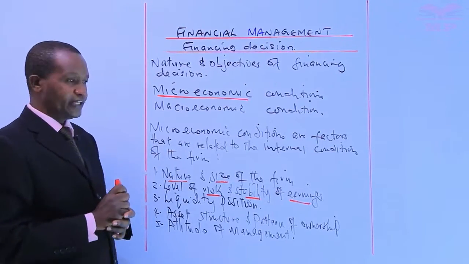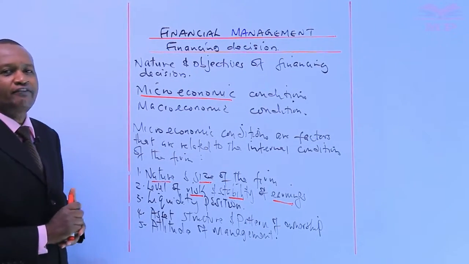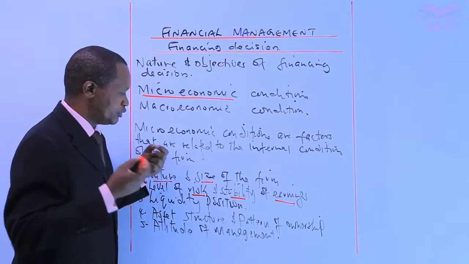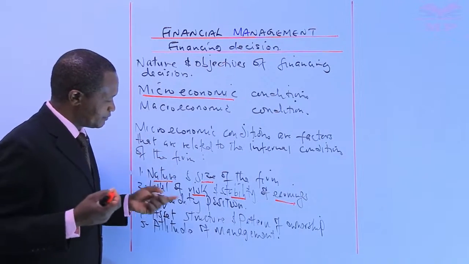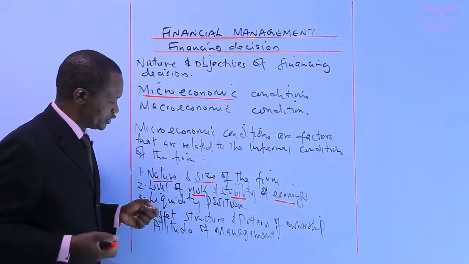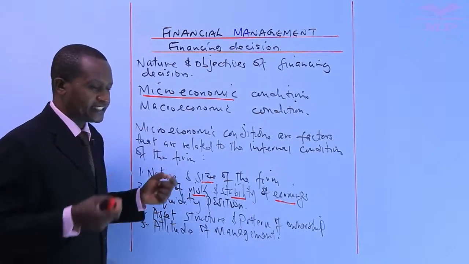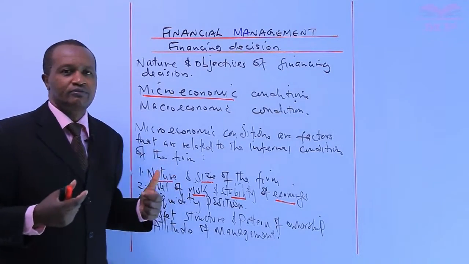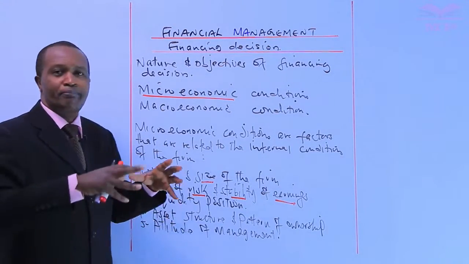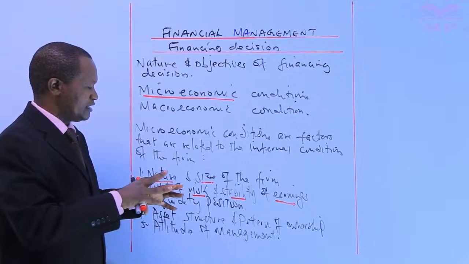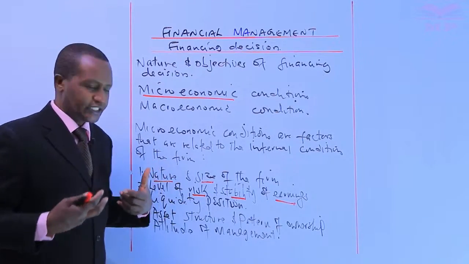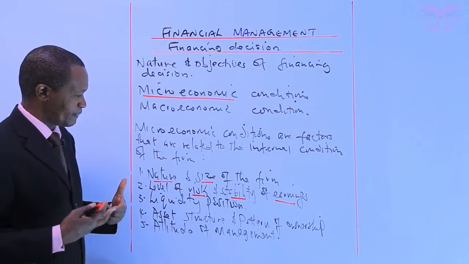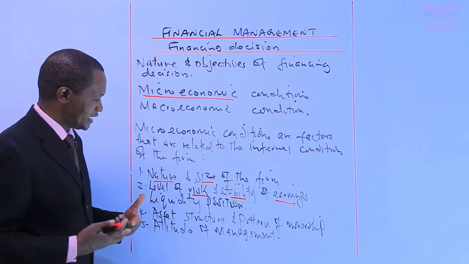What do I mean when I say a firm having a sound liquidity position? A firm that has a sound liquidity position is a firm that has at its disposal cash. Liquid is just money. A company that has financial resources that are in monetary terms. That's a firm that is liquid.